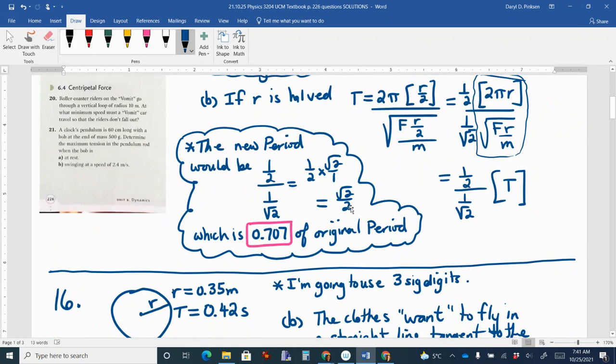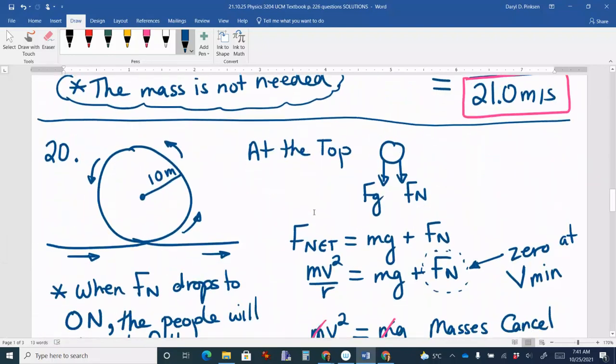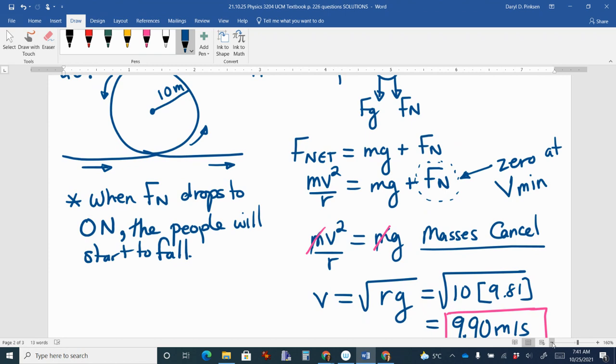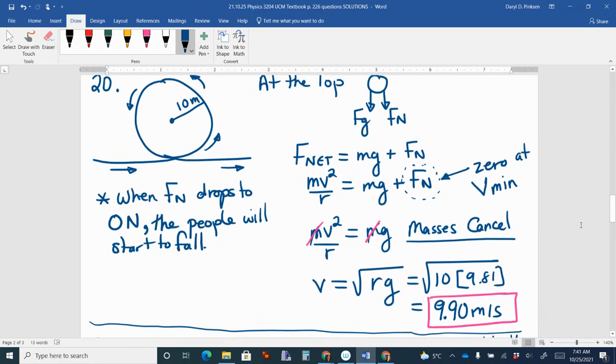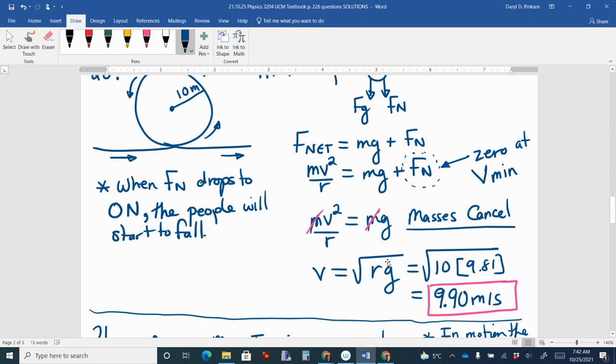In number 20, you get a vertical loop, radius of 10 meters, and you're being asked to calculate at what speed people will start to drop out. So this is at the top. The net force is the mg plus the Fn. The speed at which people will drop out is where the normal force drops to 0. And then the equation reduces down to v is the square root of rg, and we get our speed pretty quickly.